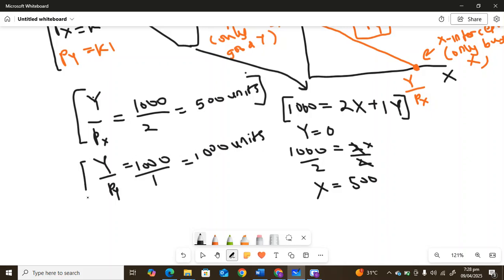So this is our y-intercept here. The other way you can find your y-intercept: since you're only buying good Y, it means you're buying 0 units of good X. So you just equate x to 0 in the budget constraint equation, and that's how you get your y-intercept.